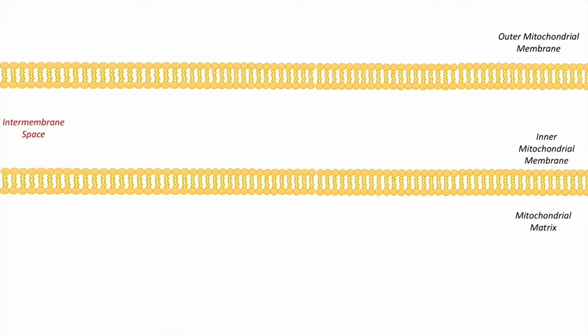So, if we think about it, the mitochondria is a double-membraned organelle. It has an outer mitochondrial membrane and an inner mitochondrial membrane. And deep within the mitochondria is the mitochondrial matrix. In between the two mitochondrial membranes is the intermembrane space.